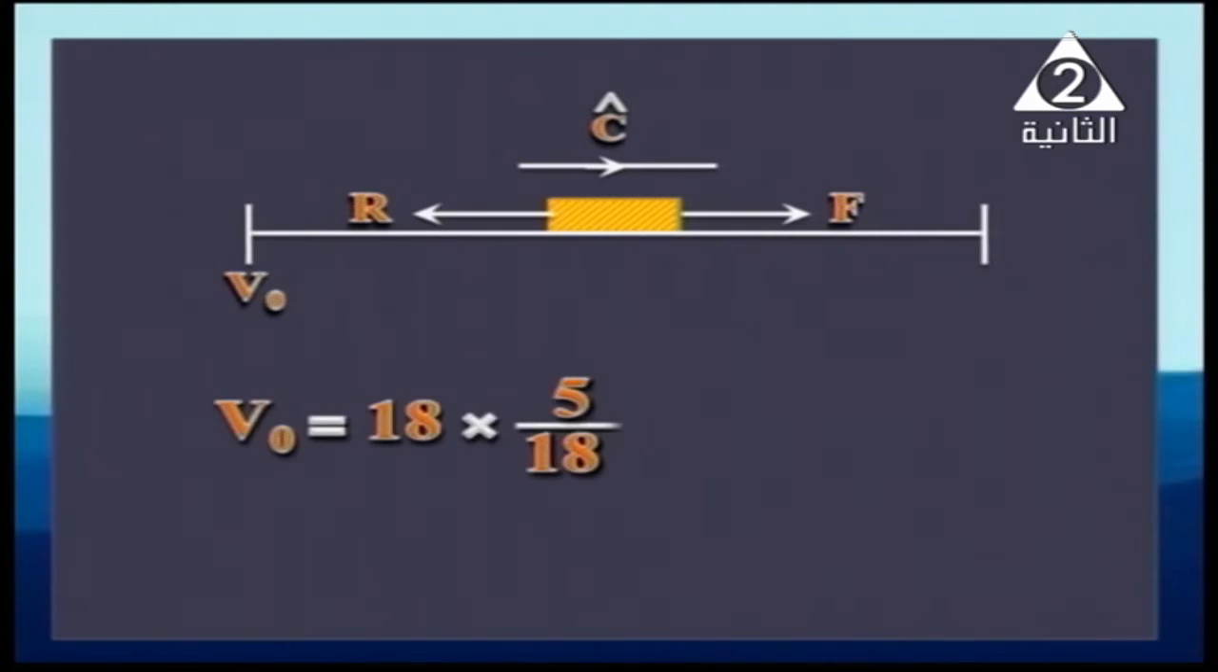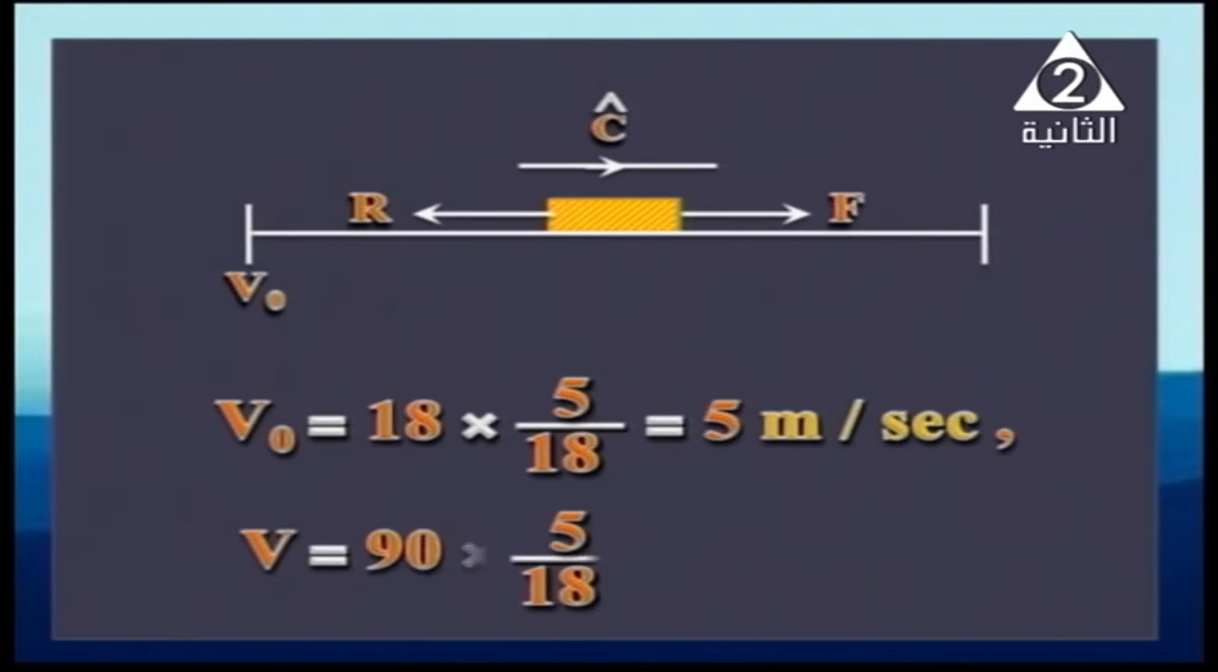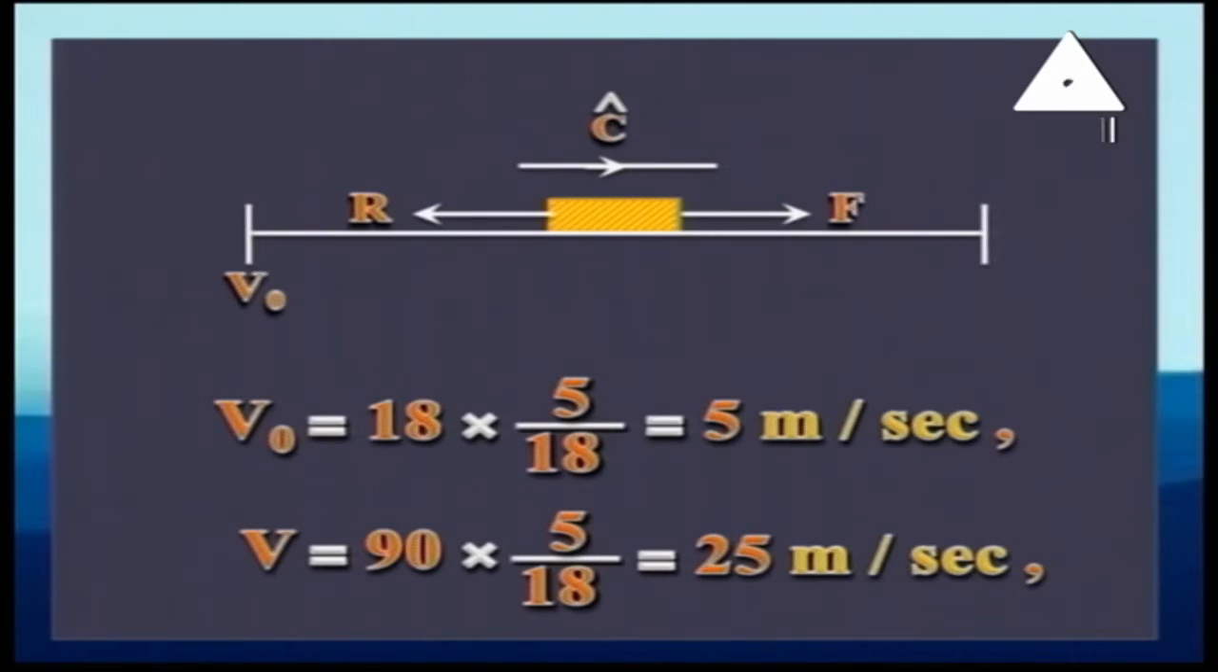V naught equals 18 multiplied by 5 over 18 to convert to meter per second, which is 5 meter per second. When converting from kilometer per hour to meter per second, multiply by 5 over 18. Also, the final velocity 90 multiplied by 5 over 18 equals 25 meter per second. Initial velocity 5, final velocity 25.